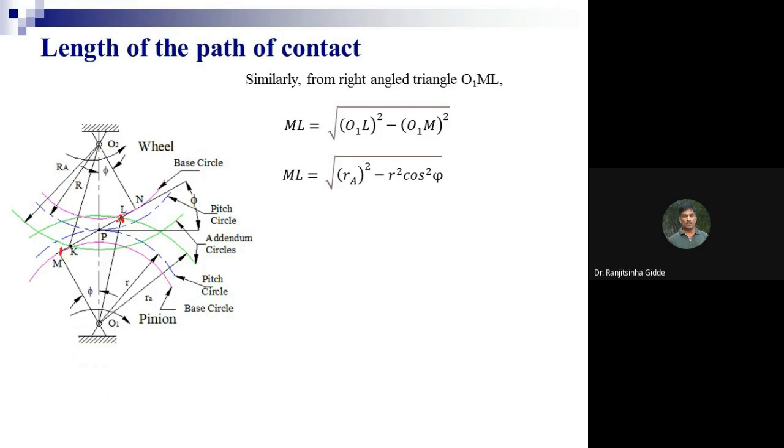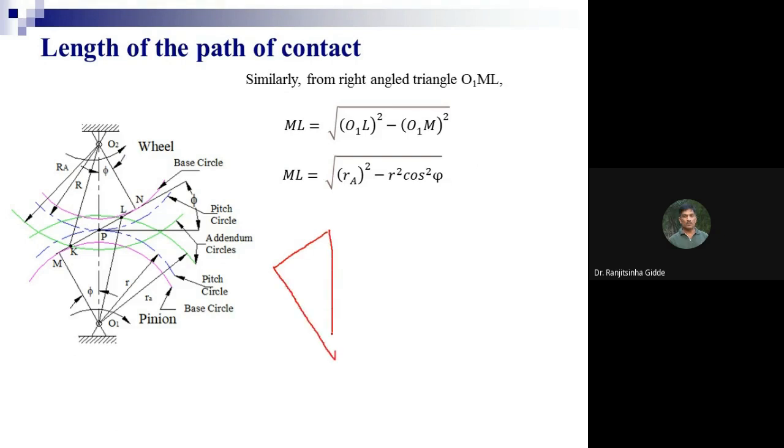This segment we got. Then this one is the value. Now how to find out this PL? So for that, this ML is a combination of this MP and this PL. So we can find out here this MP.